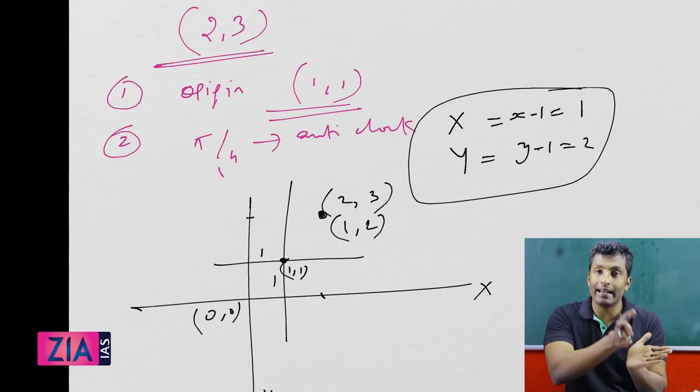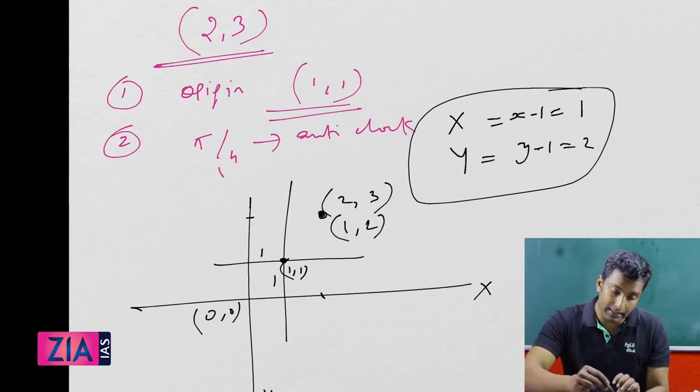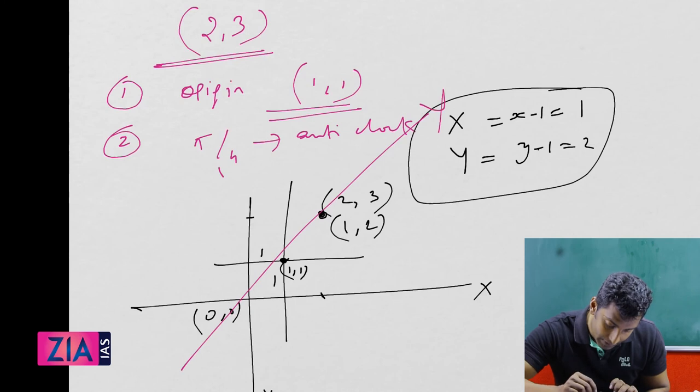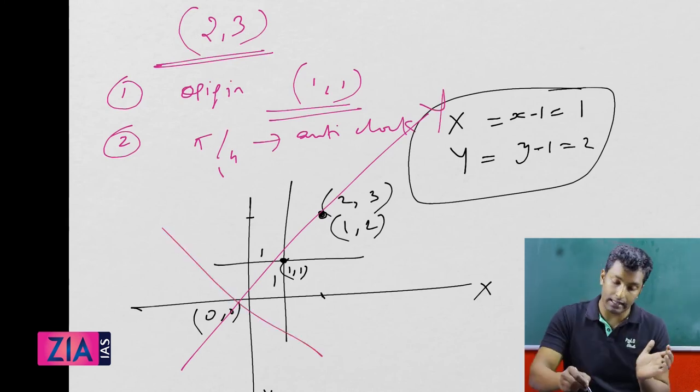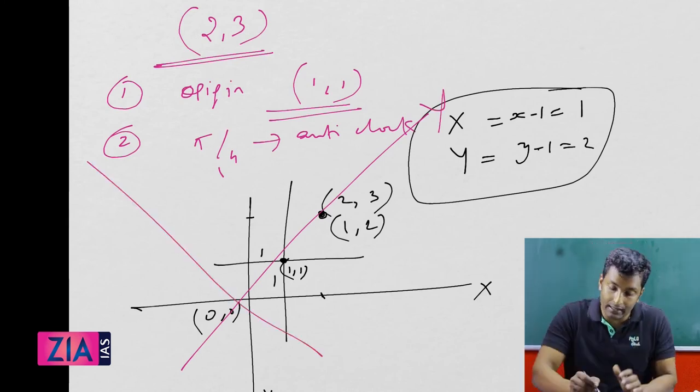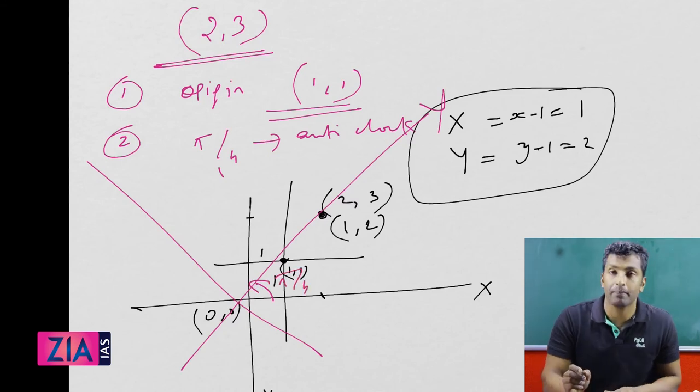Now, if you are rotating the axis anti-clockwise, that means it will go like this. Anti-clockwise means x will come here, y will go there, like this. I hope you understood, right? So that is making an angle pi by 4. Then what is your answer?